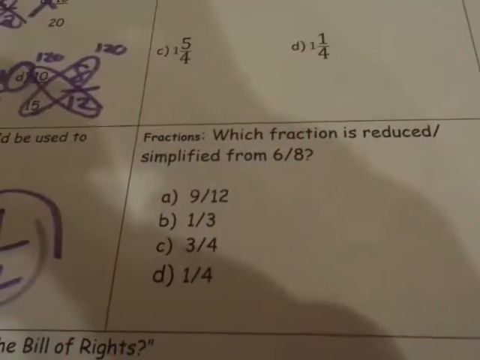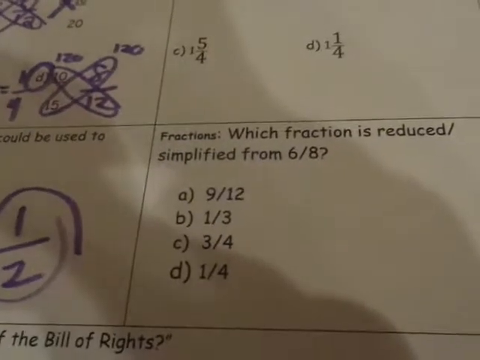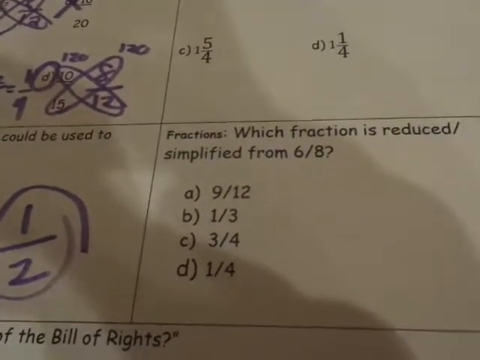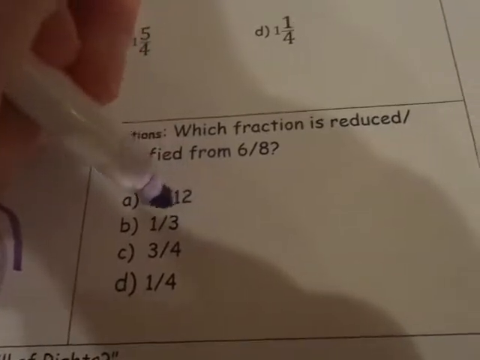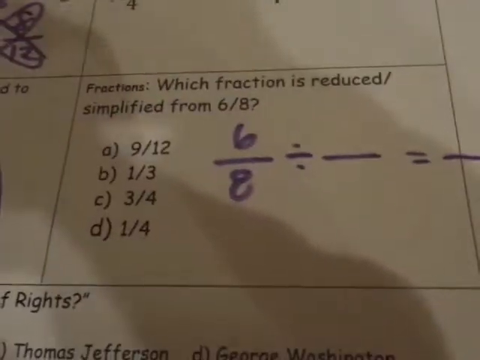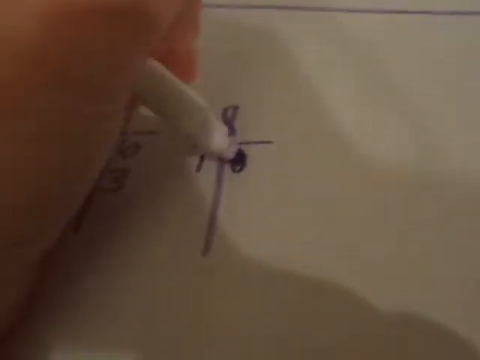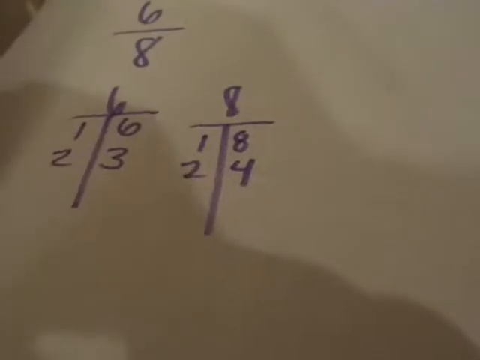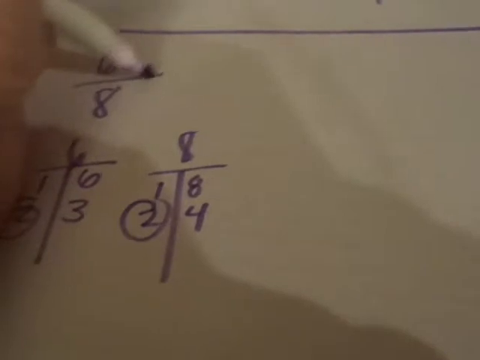Next question, which fraction is reduced or simplified from 6/8? Meaning we have to reduce and see if any of these are equivalent to 6/8, or we just reduce 6/8. So let's start there. To reduce it, we find the GCF. So factors of 6, 1 and 6, 2 and 3. Factors of 8, 1 and 8, 2 and 4. That's it. GCF, 2.